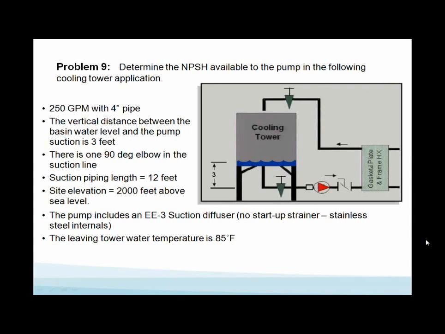We got a pipe size. We've already gone into it. It's 250 GPM, 4-inch pipe. Look at the elevation. We got to know the elevation of the cold water liquid above the suction pump. So in this case, it's 3 feet. The vertical elevation of the minimum cold water level in our tower above the center line of our pump is 3 feet. There's one 90-degree elbow in the suction pipe. I'm not worried about total pump head here, ladies and gentlemen. I want to know the pressure drop in the suction pipe into the suction flange of my pump.